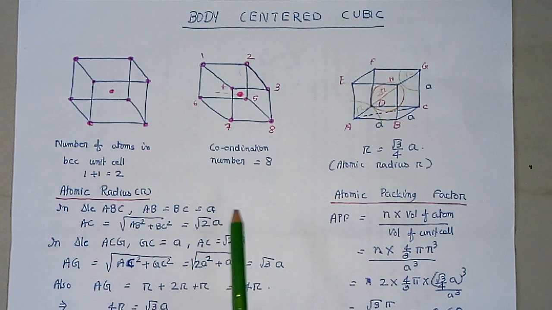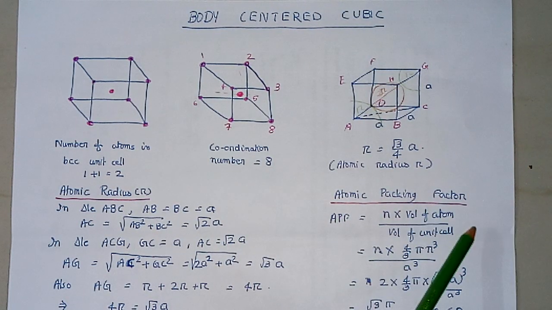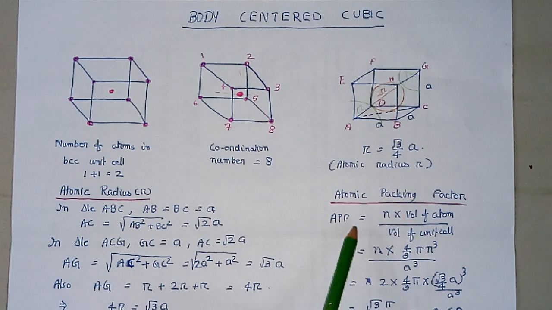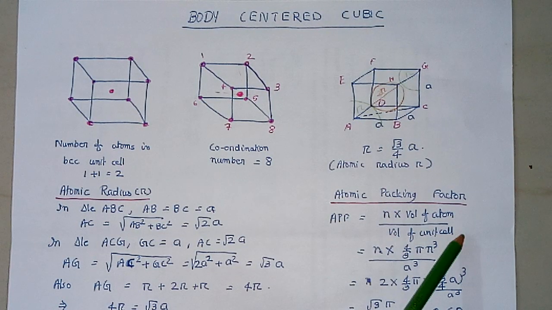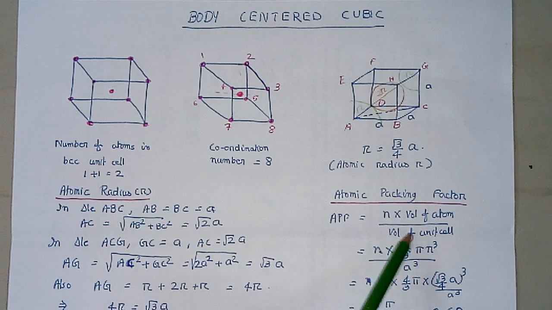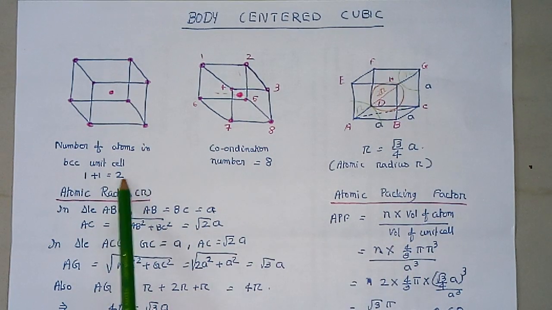Okay. Now let us calculate the atomic packing factor. So what is the atomic packing factor for this? That will be the same formula as earlier, that equals N, the number of atoms, into the volume of atom upon the volume of the unit cell. So here what is the number of atoms? N equals 2 here.